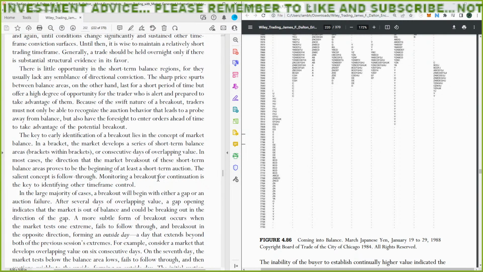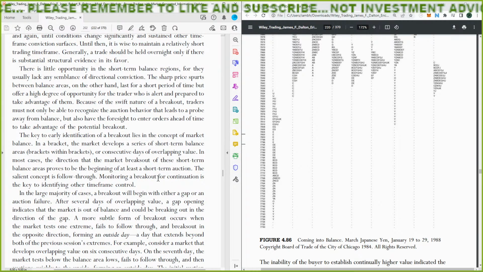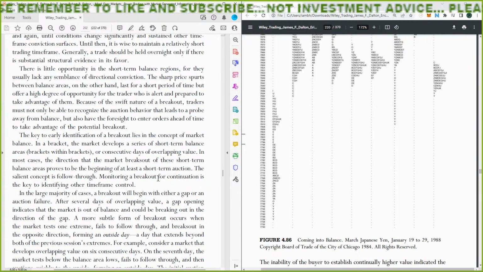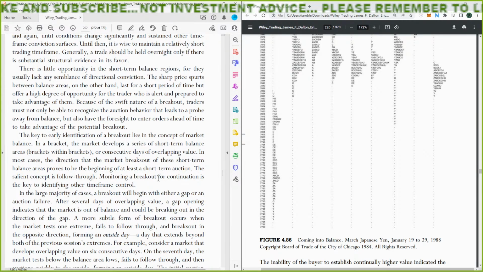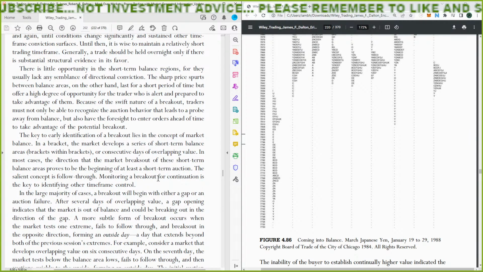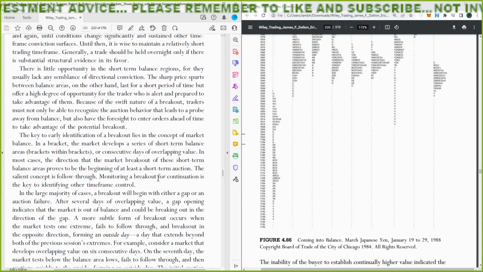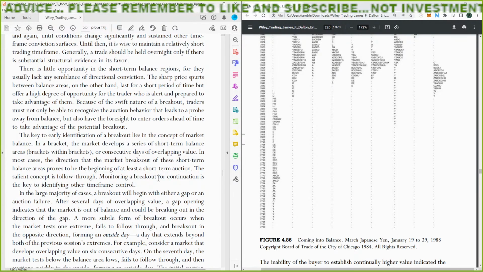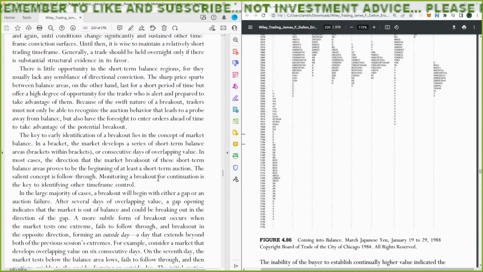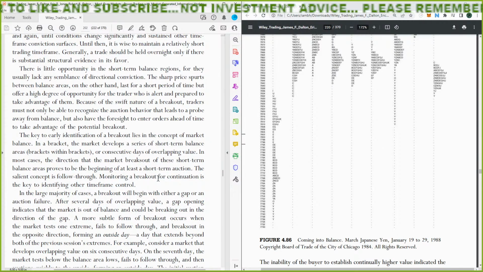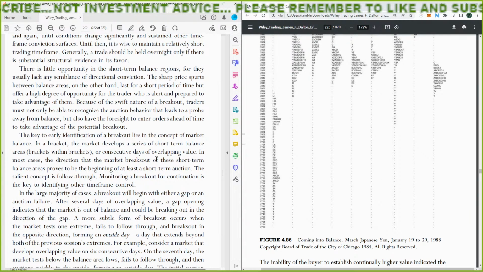The key to early identification of a breakout lies in the concept of market balance. In a bracket, the market develops a series of short-term balance areas, brackets within brackets, or consecutive days of overlapping value in most cases. The direction of the market breakout of these short-term balance areas proves to be the beginning of at least a short-term auction. The salient concept is follow-through. Monitoring a breakout for continuation is the key to identifying other time frame control.